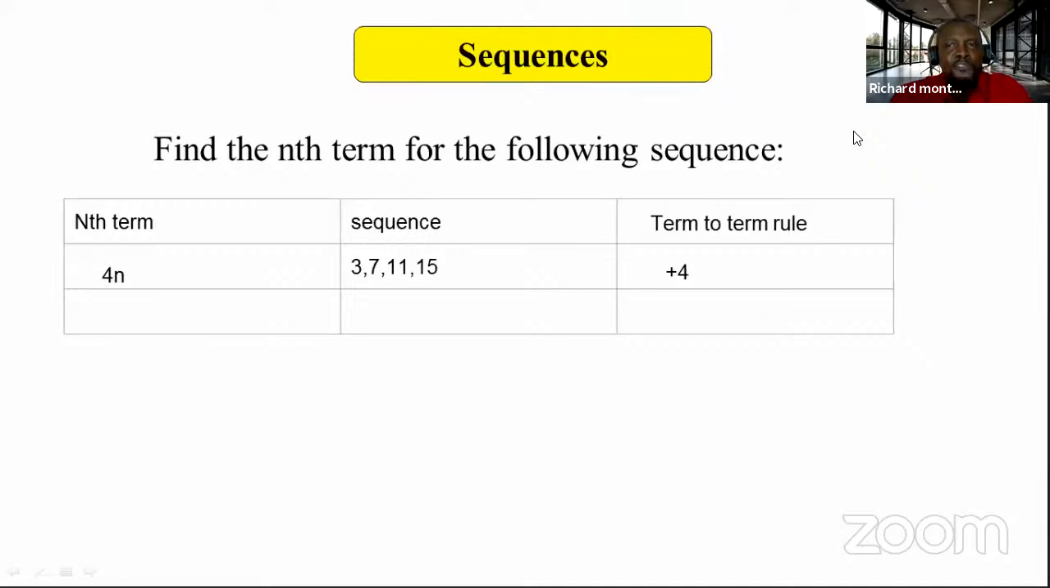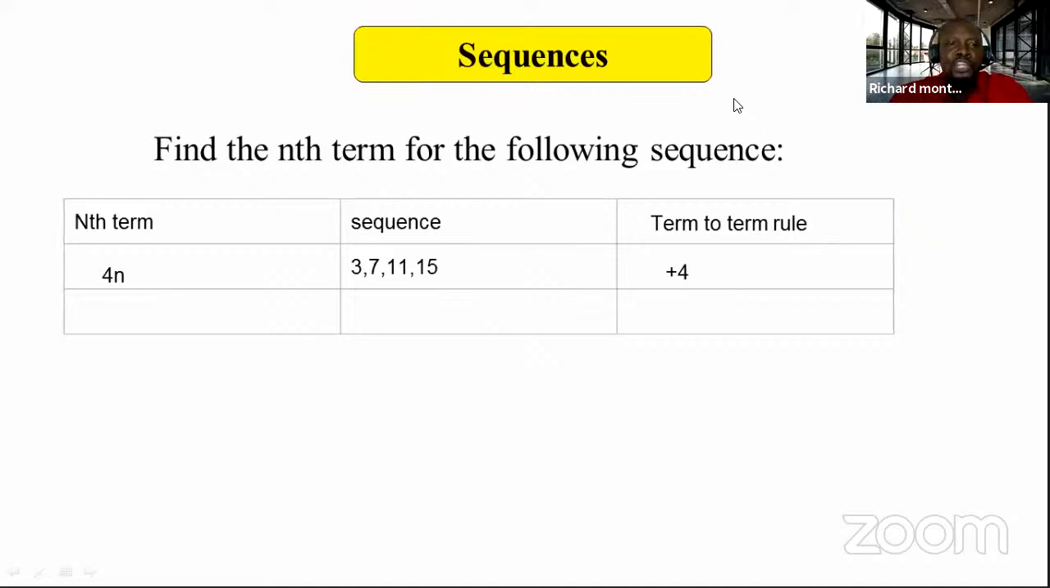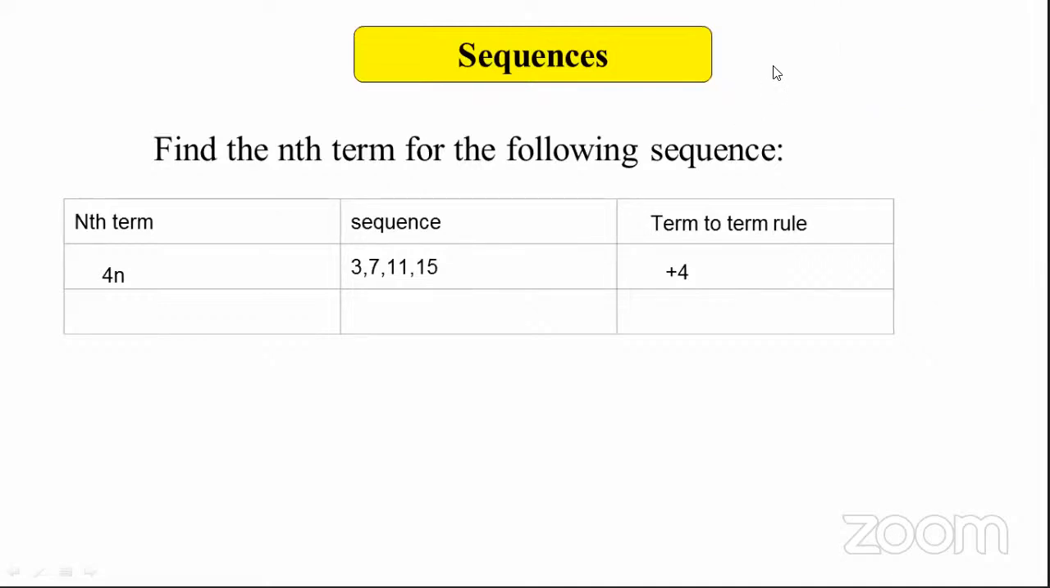Now, if we were to use 4n, what sequence would 4n generate? Type that in the chat. First 4 terms, if we were using 4n, what would it generate? What sequence would it generate? Come on. So I'm seeing 4, 8, 12, 16.